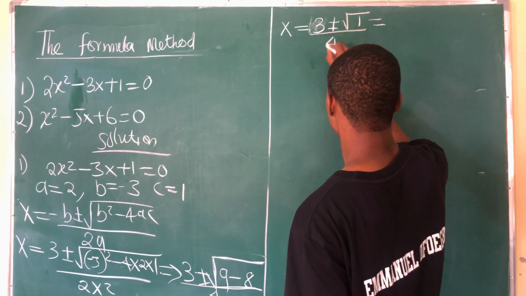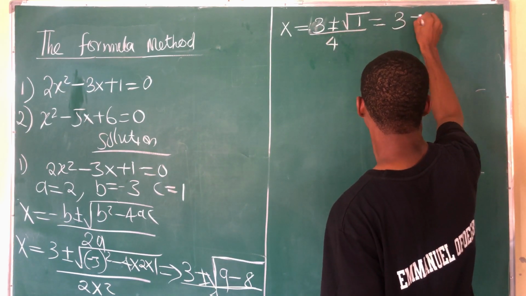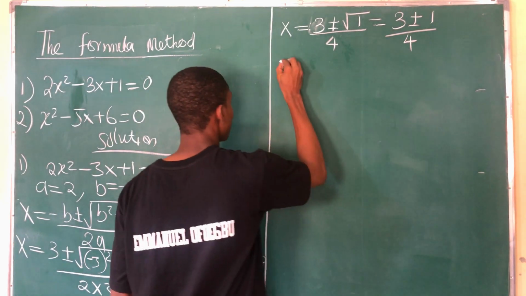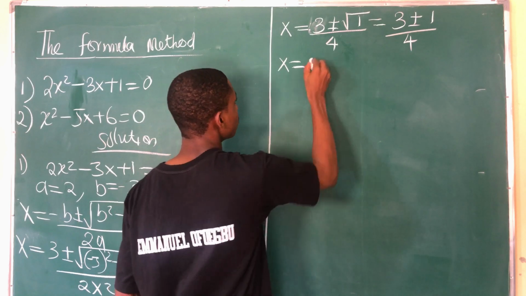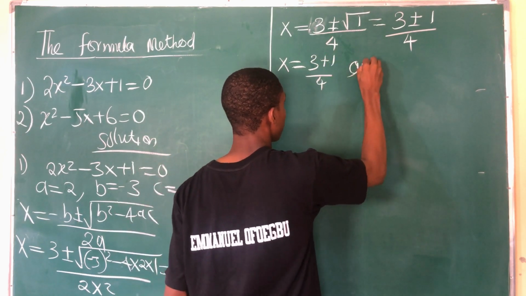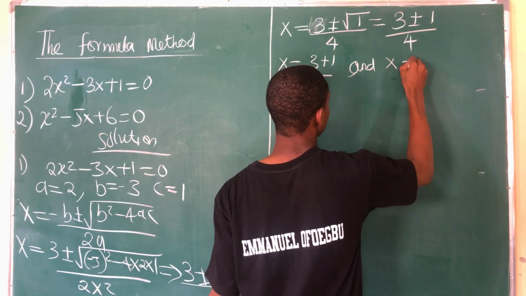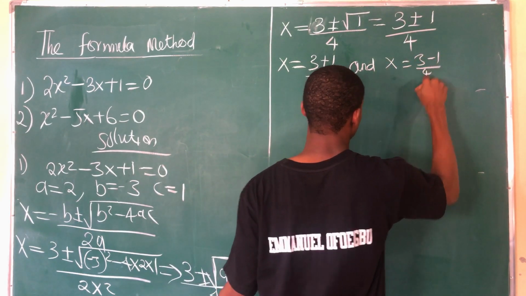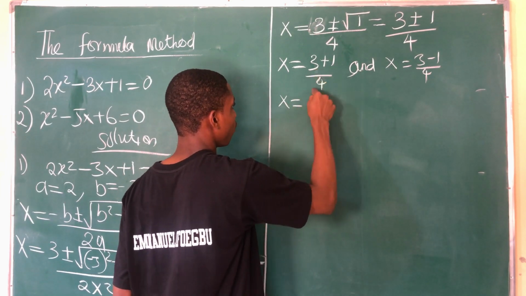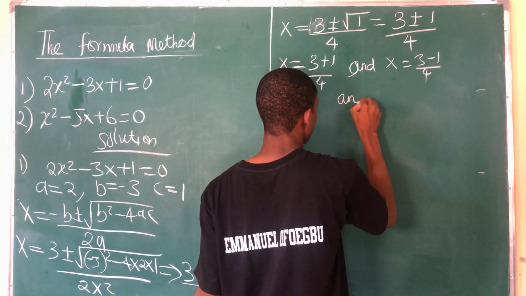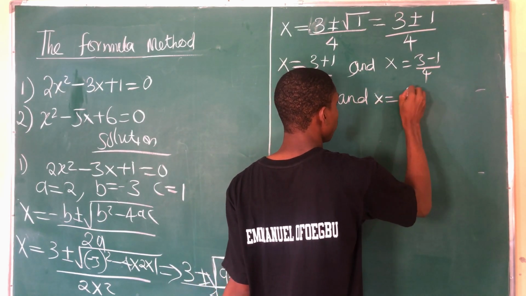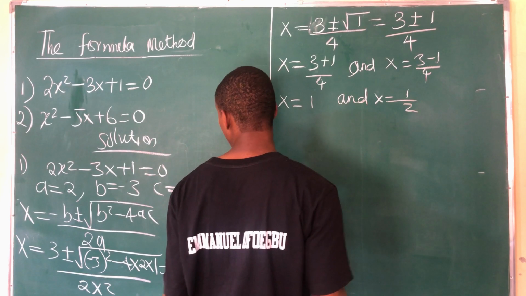So this is 3 plus or minus 1, over 4. So we have two solutions. We have x is equal to 3 plus 1 over 4, and x is equal to 3 minus 1 over 4. So therefore x is equal to 4 over 4, which is 1, and x is equal to 3 minus 1, which is 2, 2 over 4, which is 1 over 2. So these are the solutions.